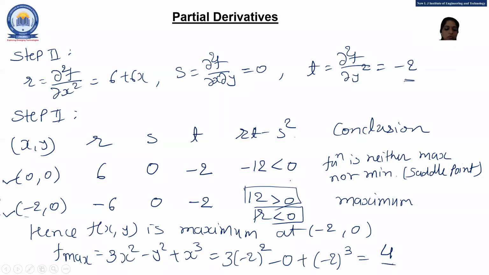Okay. So we'll move on to one more example. If you have any query, let me know in the chat box. Students, do you have any query? Please. Otherwise, we'll move on to the next example. Okay, so let's start the next example.